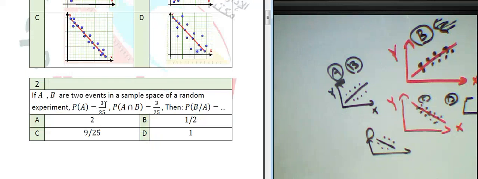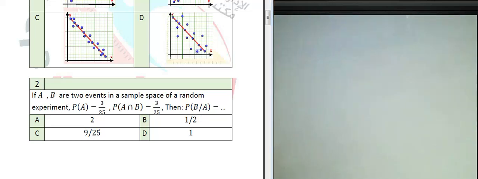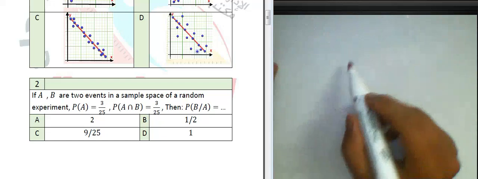If A and B are two events in a sample space of a random experiment, probability of A equals 3/25 and probability of A intersection B equals 3/25, then probability of B conditioned by A equals what? We must use the rule here. We will solve this example by using the probability rule.